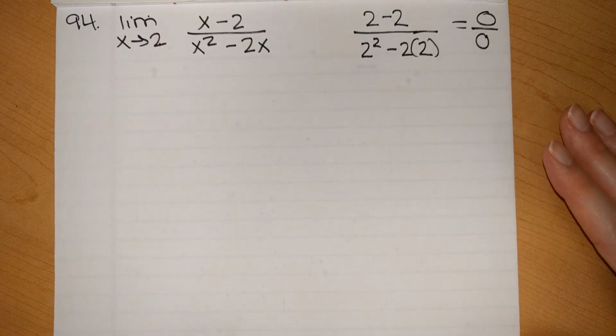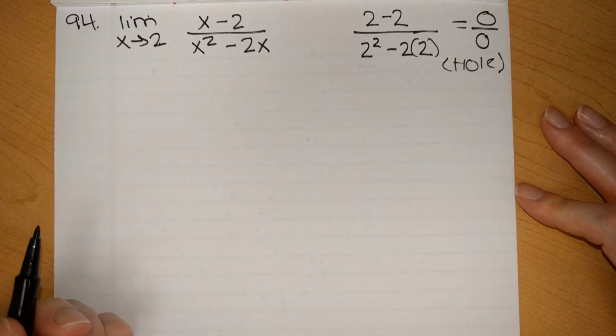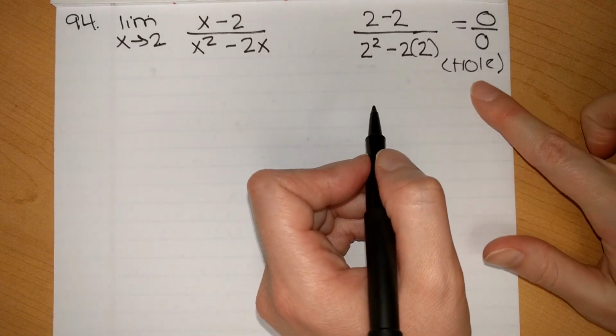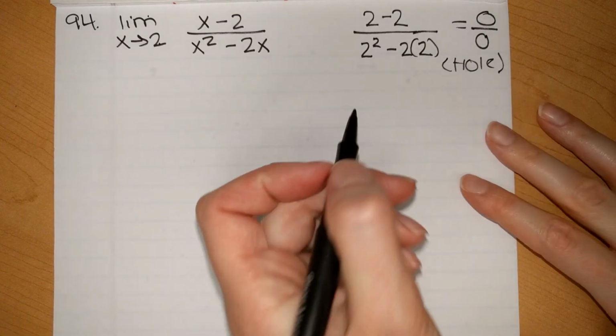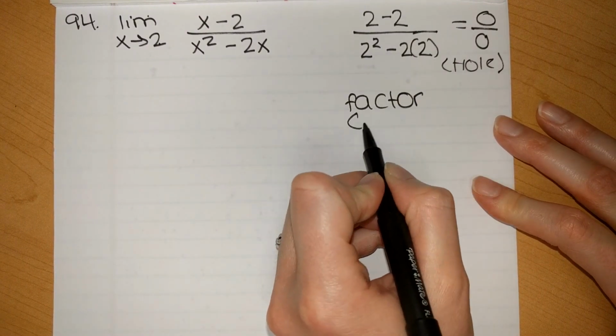Because it gives us a 0 over 0, we know that we have a hole in our graph at x is equal to 2. And the question is, how are we going to get the limit? We need to cancel out somehow that little hole problem to find a new function. So what we're going to do is factor and then cancel.